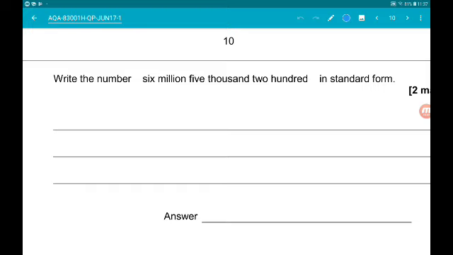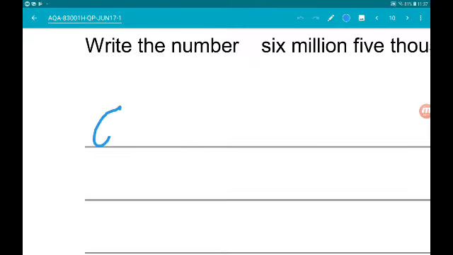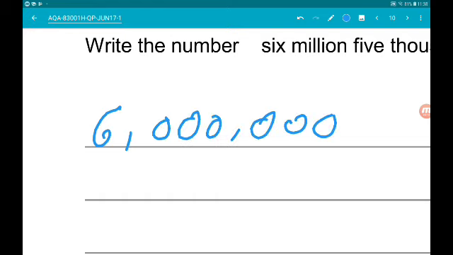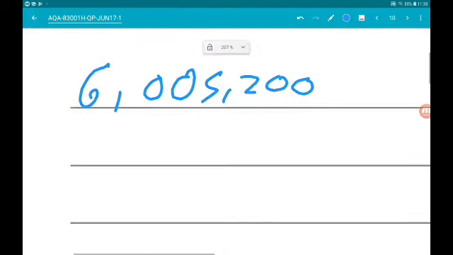Okay, question 13 wants us to write the number 6,005,200 in standard form. So 6 million is 6 with 6 zeros after it. 5,200 would fit there. So, try that. So 6,005,200 looks like that. Now this then in standard form is going to be a single digit.